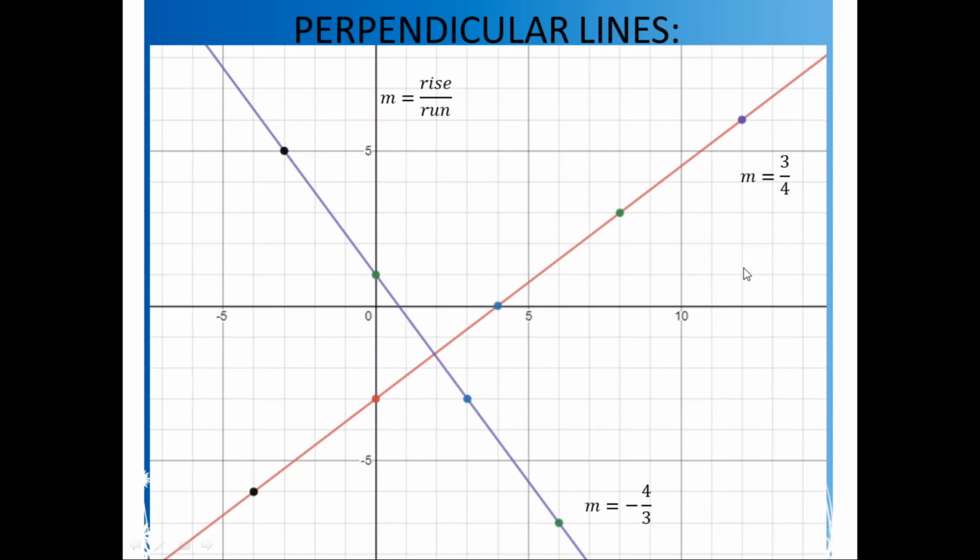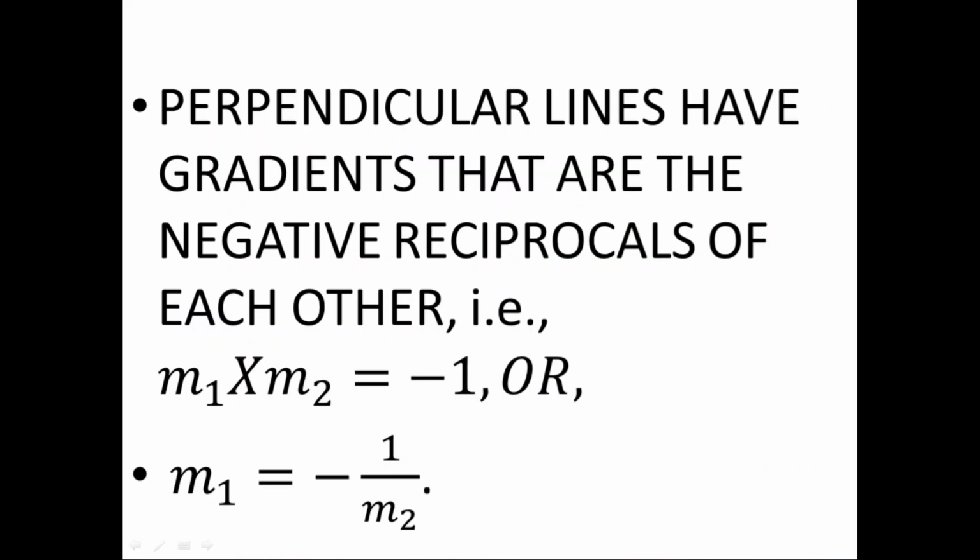They're not the same, but they are very similar. This one has a gradient of 3/4, and this one, the gradient is -4/3. Basically, this second gradient is this one flipped upside down, and the sign has changed from positive to negative. So in other words, the second gradient is the negative reciprocal of the first gradient. So that's our relationship: perpendicular lines have gradients that are the negative reciprocals of each other. Stated mathematically, M1 times M2 is equal to -1, or M1 is equal to -1 over M2.